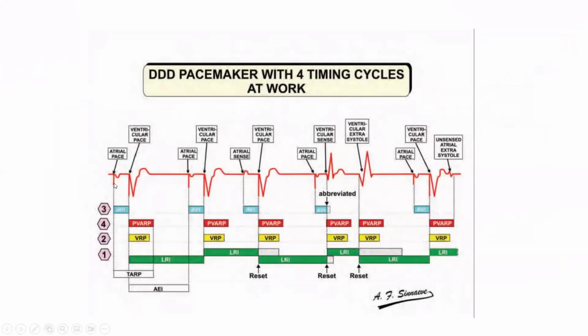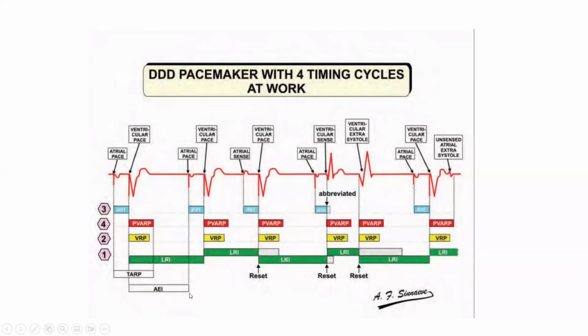Here we have an atrial pacing followed by a paced P wave and the start of the AV interval. This interval ended without conduction, so we have a paced spike in the ventricle followed by a paced QRS complex, and this will start the ventricular refractory period, and will start the PVARP, and will start the lower rate interval, and will start the atrial escape interval, the VA interval.